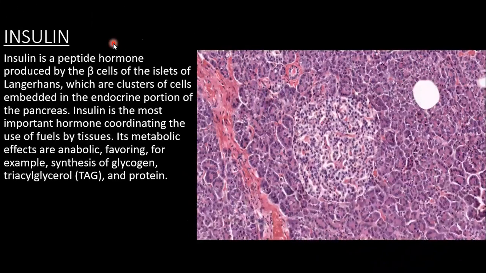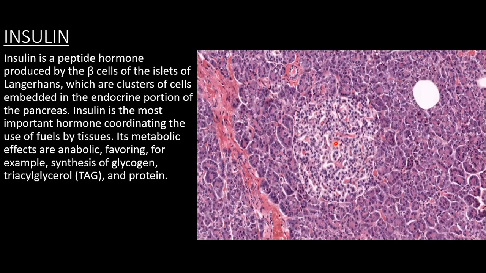Insulin is a peptide hormone which is produced by the beta cells of the islets of Langerhans. The islets of Langerhans constitute the endocrine portion of the pancreas. Remember, the pancreas has both an exocrine portion and an endocrine portion, so it is a compound gland. Within the islets of Langerhans, we also have other cell types: the alpha cells, the delta cells, the epsilon cells. But today we'll be looking at the beta cells specifically, which produce insulin.